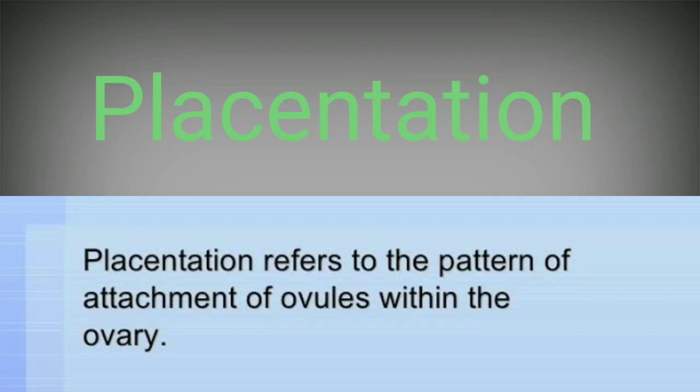What is placentation? Placentation refers to the pattern of attachment of ovules within the ovary. This ovary develops into fruits when the flower matures, and the ovules within it develop into seeds. So we have seen many arrangements of such seeds within fruits.